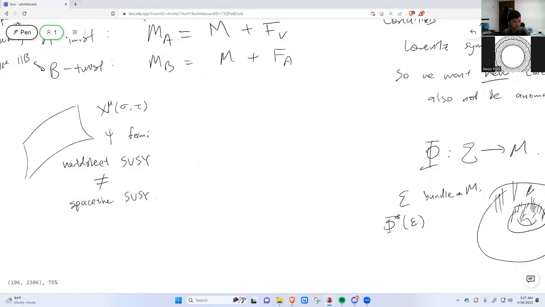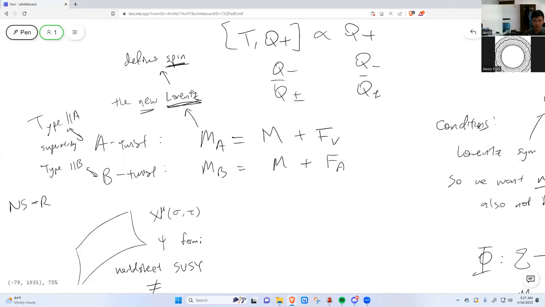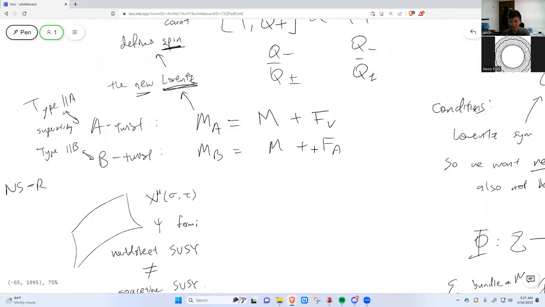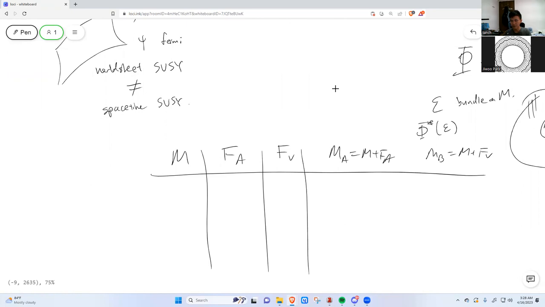Going on about how to tell that the fields are in those particular bundles. Actually, the key idea is just to count the spin. It's just a bunch of addition and subtraction. In other words, I make a table over here for each of the fields, for each of the symmetries: MA equals M plus FA, and over here MB equals M plus FB. So I made a table of all the fields and their corresponding charges.